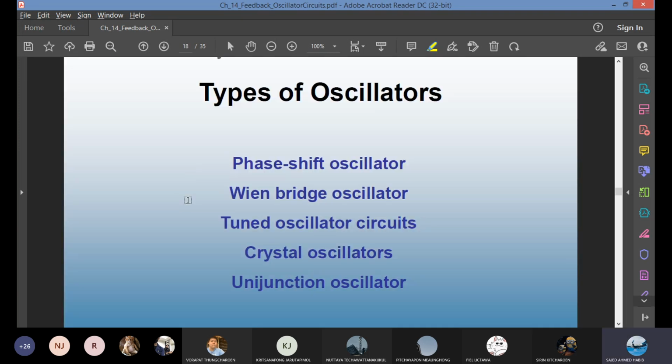And we studied different types of oscillators: phase shift, and today we studied Wien bridge, tuned, crystal, and unijunction oscillators.